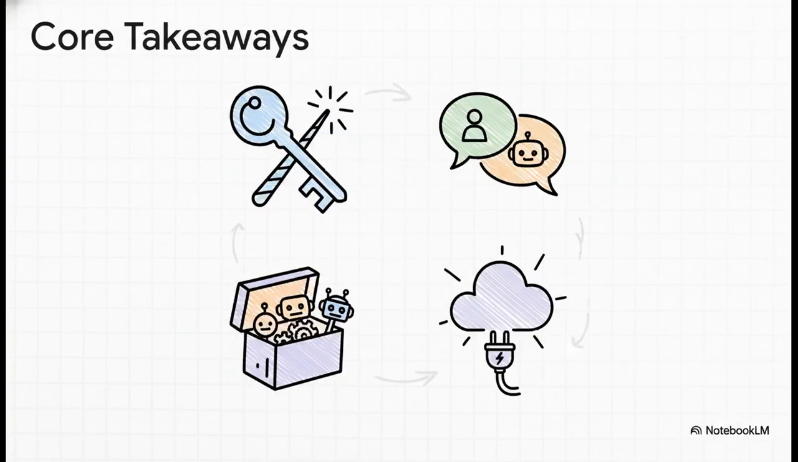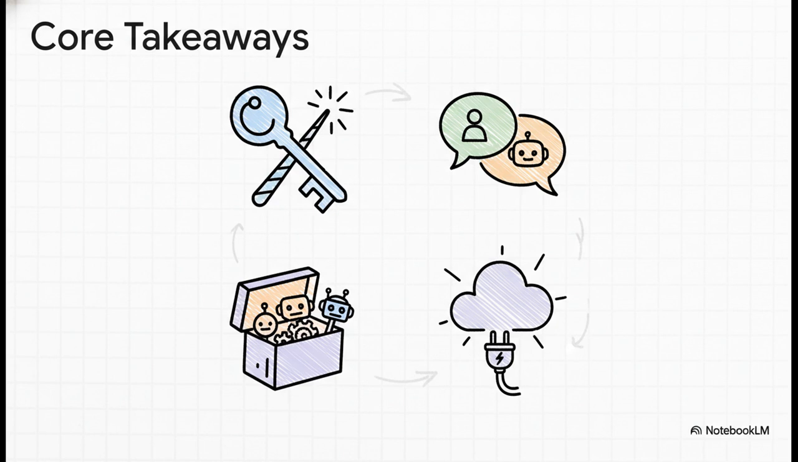Okay, let's bring it all home. If you remember nothing else from this, lock these 4 core concepts into your mental model. 1, get your key and create your client. That's your front door and your magic wand. 2, structure every single conversation with the messages format. 3, pick the right model for the job at hand. And 4, put it all together and make the call.